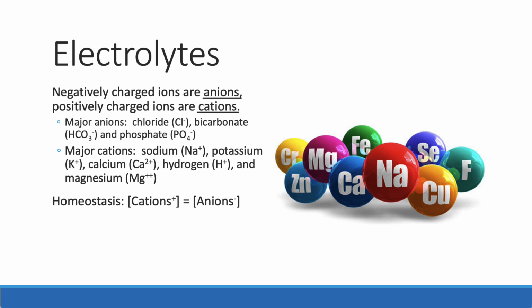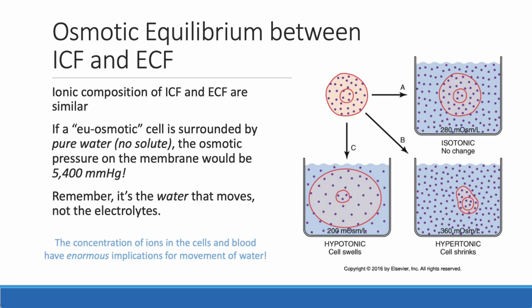So the whole idea is that when the cations and the anions are about equal, whether it's intracellular or extracellular space, then you're at homeostasis. Now, when there's a difference in that concentration, then we have to talk about how the fluid moves. And remember, it's the fluid that moves, not the solute, right? Not the things that are dissolved.